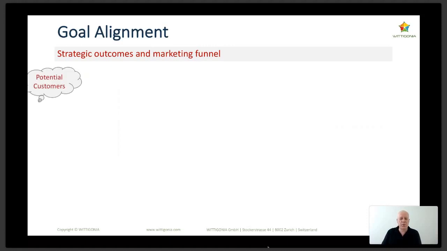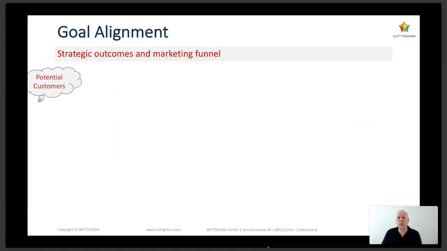Now, when we talk about goal alignment, this is the second point. Goal alignment: what you want to strive for is to align the goals with the strategic outcomes that you envision, that you have agreed to or committed to, and of course with your marketing funnel.